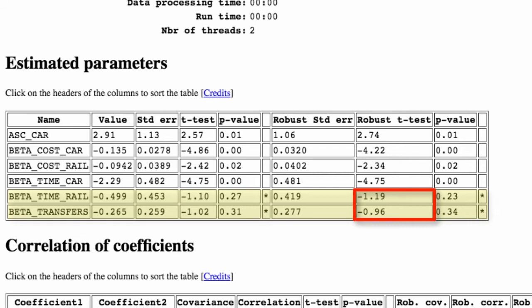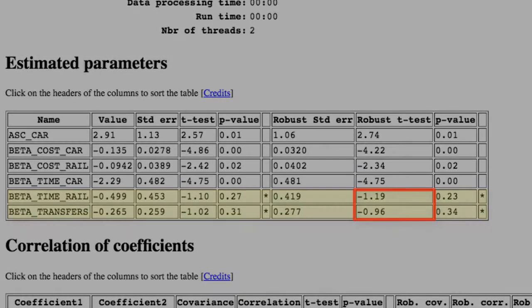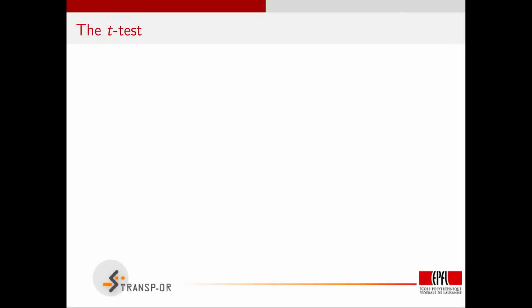The point that I want to make is that it is not valid to simply and blindly remove these two variables from the model just because the coefficients have a t-test which is less than 1.96. So let's see why, and let's see also what needs to be done. So let's look at the t-test first.